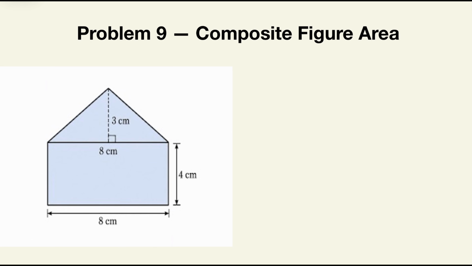Let's look at a composite figure. A composite figure is a figure made from more than one shape. And instead of trying to solve the whole thing at once, we break it into smaller pieces. So let's take a look here at the rectangle.